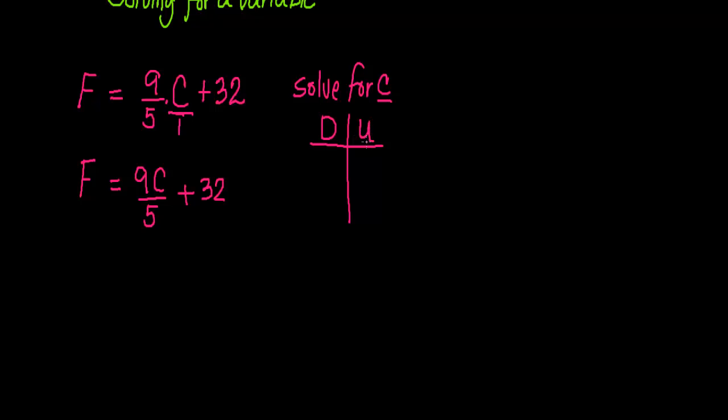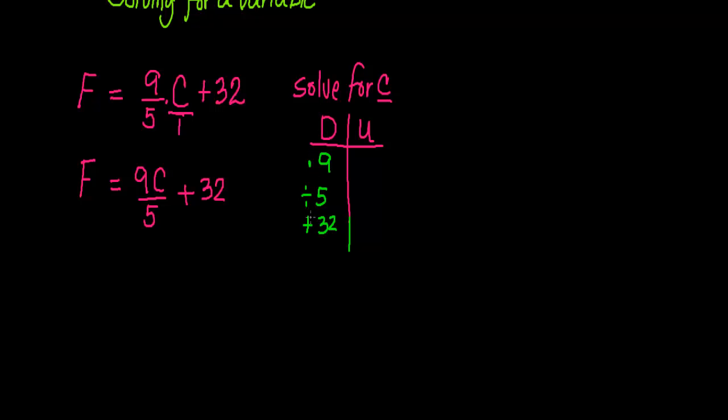Do-undo. The first thing that's being done to the variable is that it's being multiplied by 9. So I'm going to write multiplied by 9. The second thing that's happening to the variable is that it's being divided by 5. So divided by 5. And the third thing that's happening to C is it's being added to 32. So plus 32.